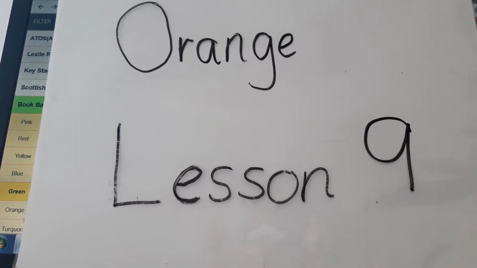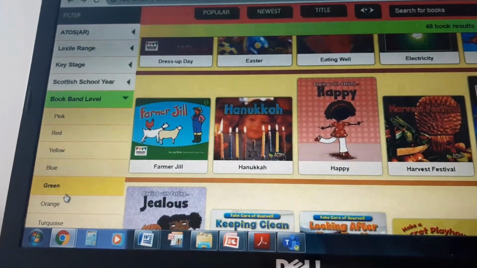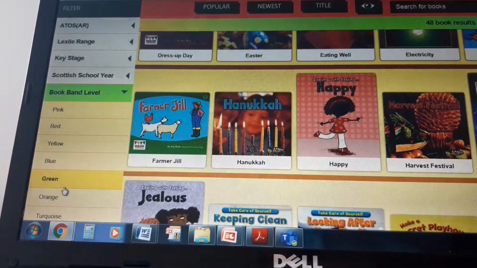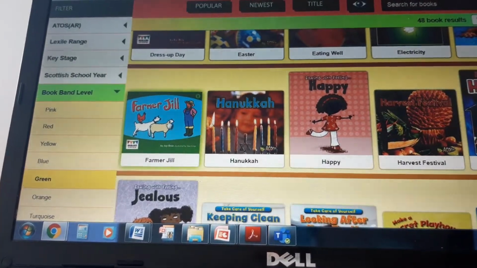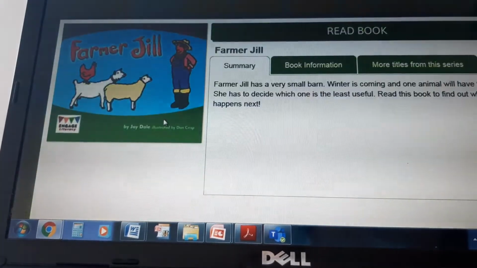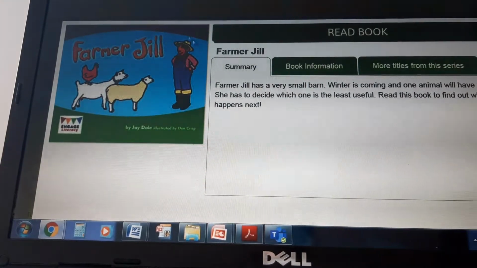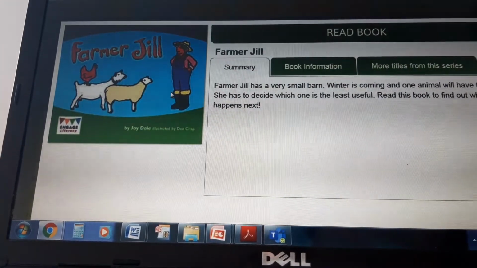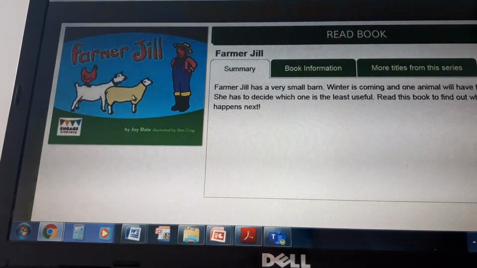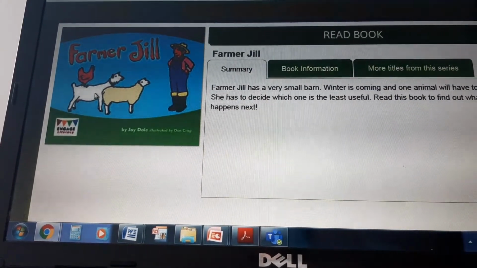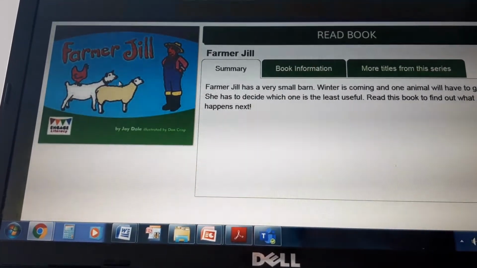So we're going to go on to our new website that we've got to choose some books, and we're going to go over to the green level, and the book we're going to choose today is this one, Farmer Jill. This is Farmer Jill here. Oh, so a farmer has animals on their farm. I wonder which animals they've got. So we can see a sheep and a goat and a chicken. I wonder if she's got any other animals on her farm.